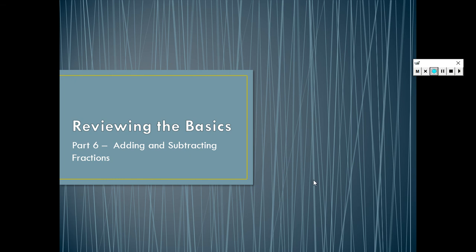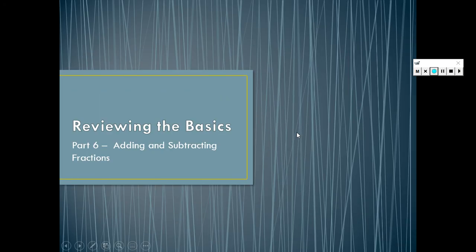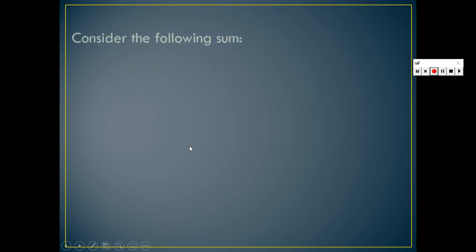Reviewing the basics, part 6, and I'm also going to do part 7 in this video. So this will start with adding and subtracting of fractions, which weirdly is the more difficult operation than multiplying and dividing. There's something about the way we learn adding, subtracting, multiplying and dividing, that multiplying and dividing originally came later. We had to learn adding and subtracting first. And that makes sense here, but you're going to find that this is actually the harder thing to do, adding and subtracting. Okay, consider the following sum.